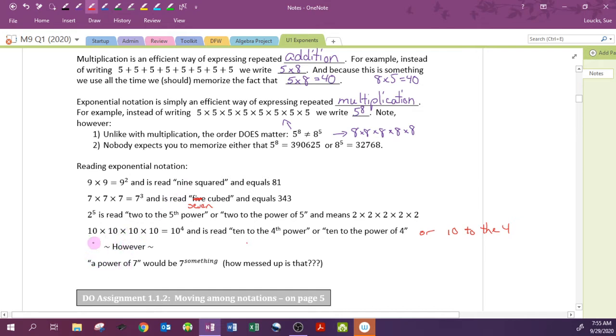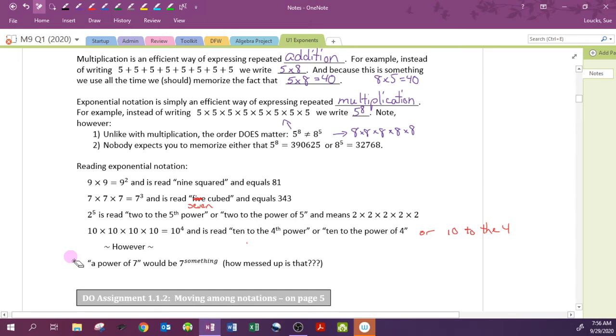Just one little wrinkle in how things are named. If you ask for something to be written as a power of 7, it means you would write it as 7 to the something, okay? Which I realize is backwards because we kind of use the same terminology up here. I don't know why it is that way, but it is that way, so just be aware of it. Yeah, I don't know why we do that, but we do.